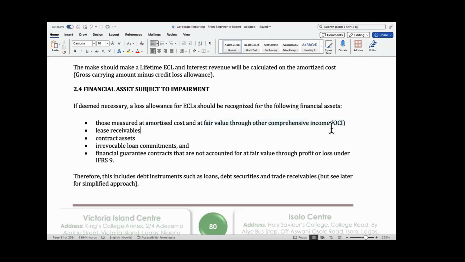You will see that they did not mention fair value through P&L. That means we don't impair fair value through P&L. You need to note that. That's what I need you to know here. That's what really concerns you here. So you impair, of course, lease receivables, contract assets, and all that. But the major thing I need you to note, because when I was teaching you classification of debt investment, I told you three: amortized cost, fair value through OCI, fair value through P&L. But they only mentioned two. That means for the third one, you do not recognize impairment loss or ECL.